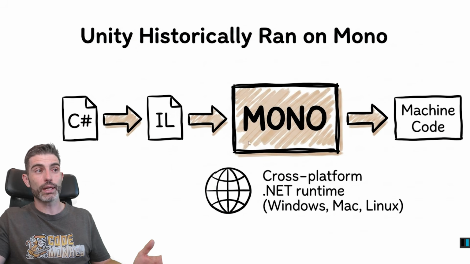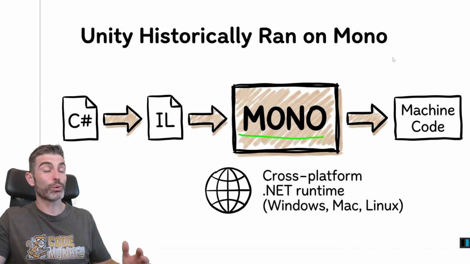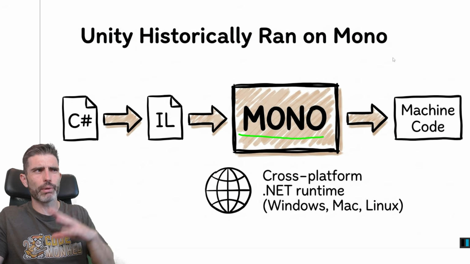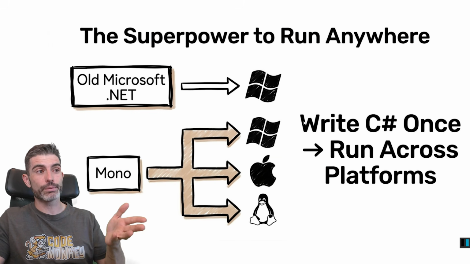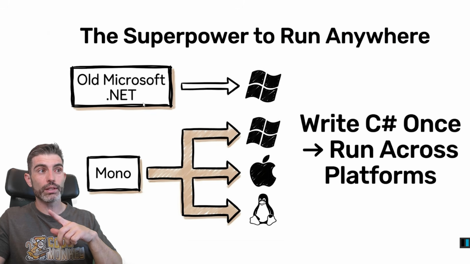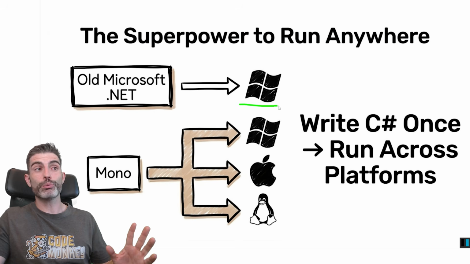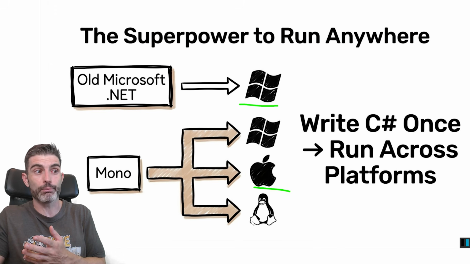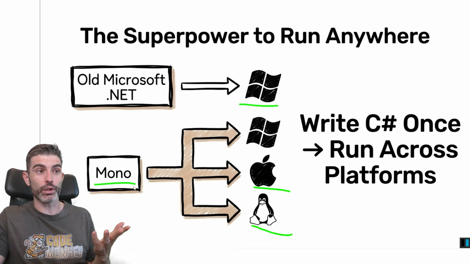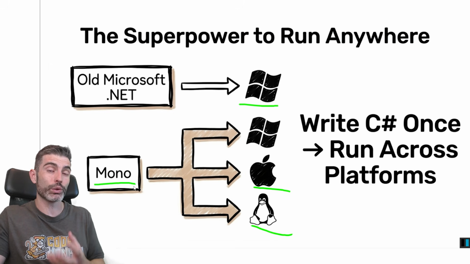Now, historically, the runtime that Unity has used is called Mono. That is what they have been using since the very start of Unity, all the way back in like 2001, 2002. The reason they went with Mono is because when Microsoft introduced .NET, it was only supported on Windows. If you wanted to write and run C# code on another platform, like Mac or Linux, you could not do it with .NET itself. But with Mono, you could. Mono was cross-platform, so that is why Unity chose them.